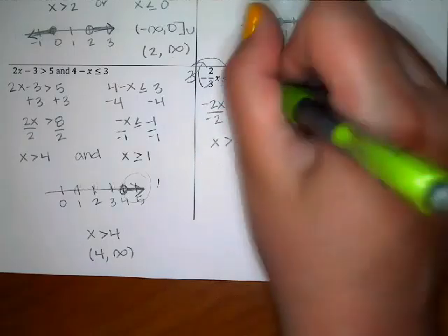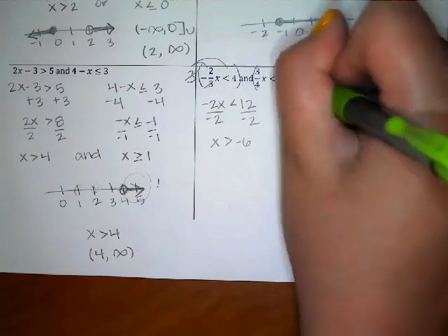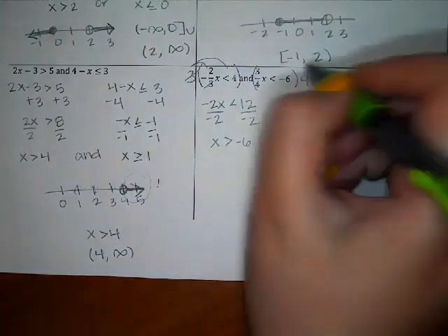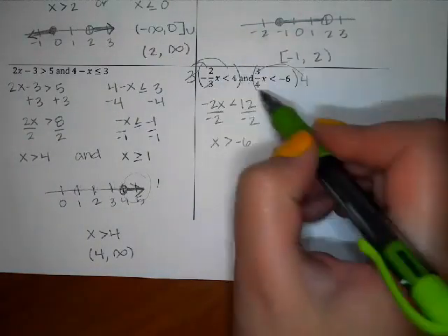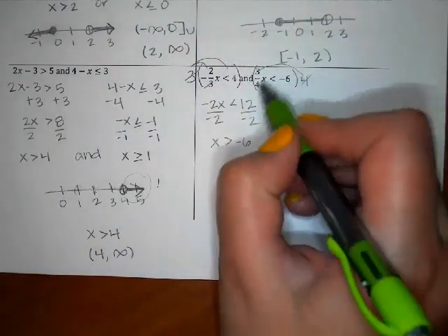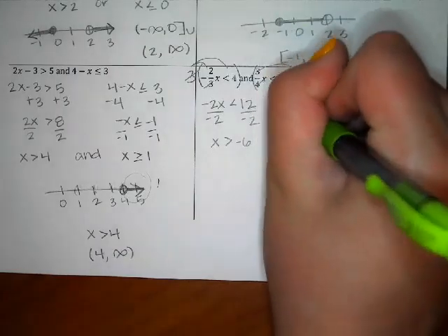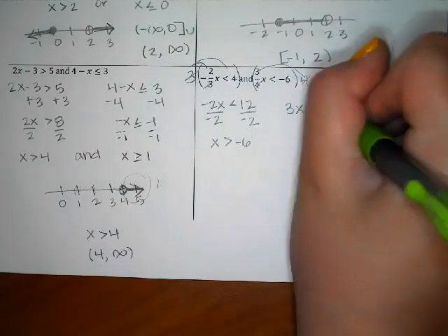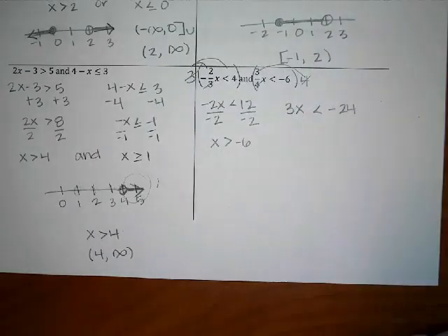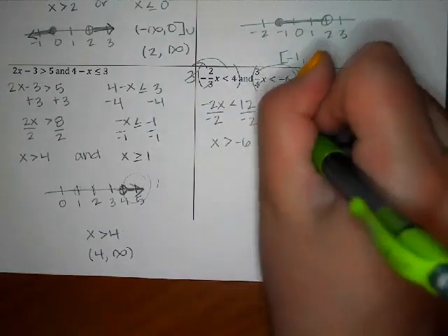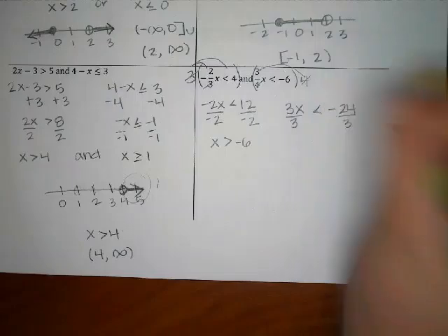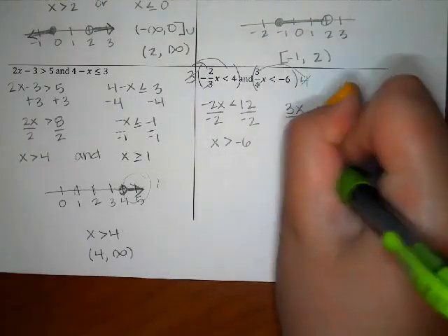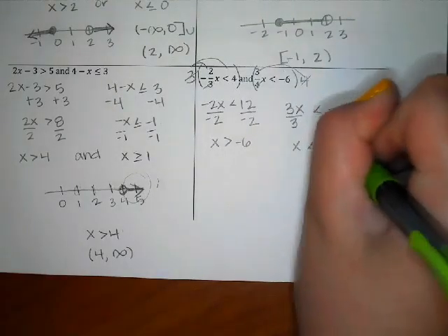Okay, over here, we can multiply by 4. So divide by 4 and times 4, those would cancel out, and we would just have 3x. 4 times negative 6 is negative 24. Then we can divide by 3. X is less than negative 8.